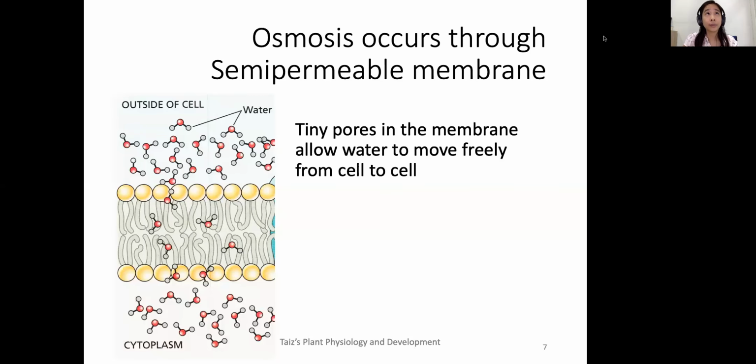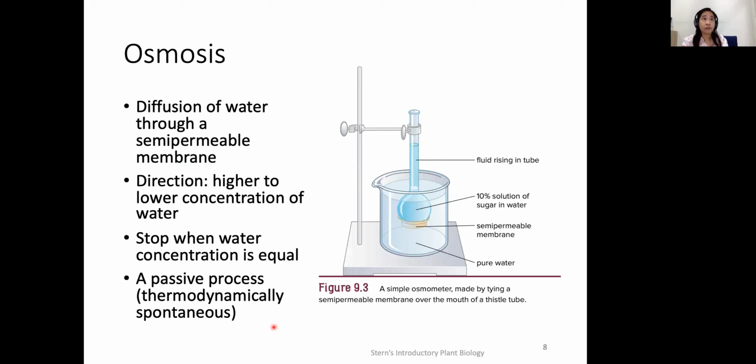The next one is osmosis, which occurs through a semi-permeable membrane. In this picture, I'm showing you a membrane, like we learned about the plasma membrane in the previous lecture. Water molecules can actually move past the plasma membrane because it contains tiny pores that allow the water molecules to move from outside to inside or from the cells to the outside. And osmosis is just the diffusion of water molecules through the semi-permeable membrane.